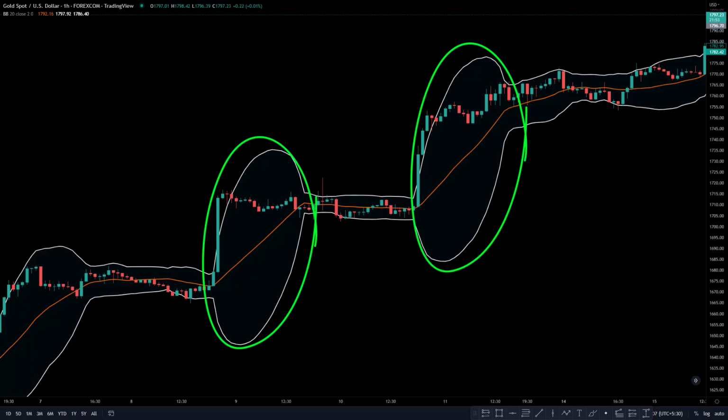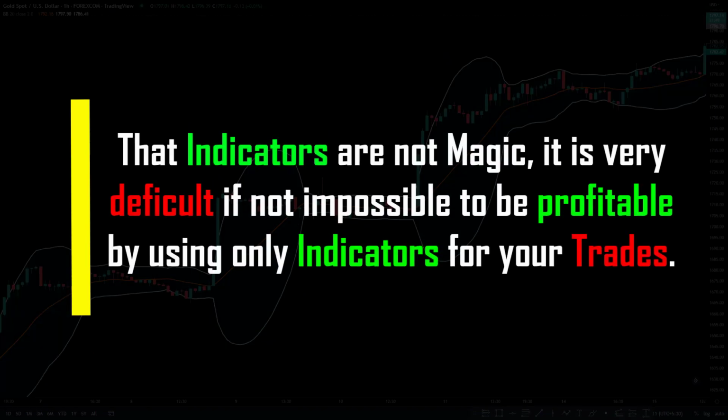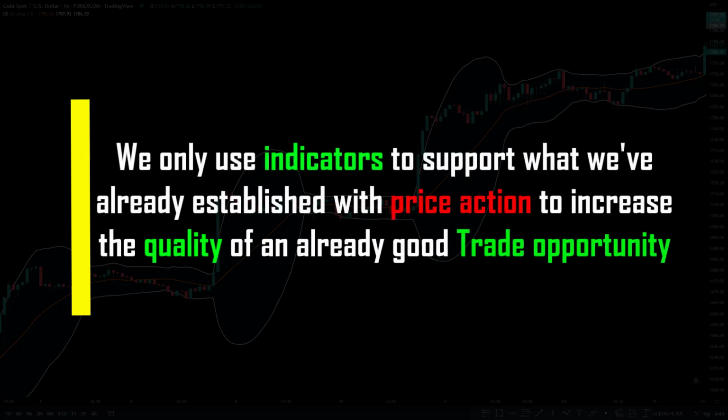In order to become profitable with any indicator, you will need to understand that indicators are not magic. It is very difficult, if not impossible, to be profitable by using only indicators for your trades. For us, we only use them to support what we've already established with price action to increase the quality of an already good trade opportunity. With that being said, let's dive into the best strategies on how to use the Bollinger Band Indicator.